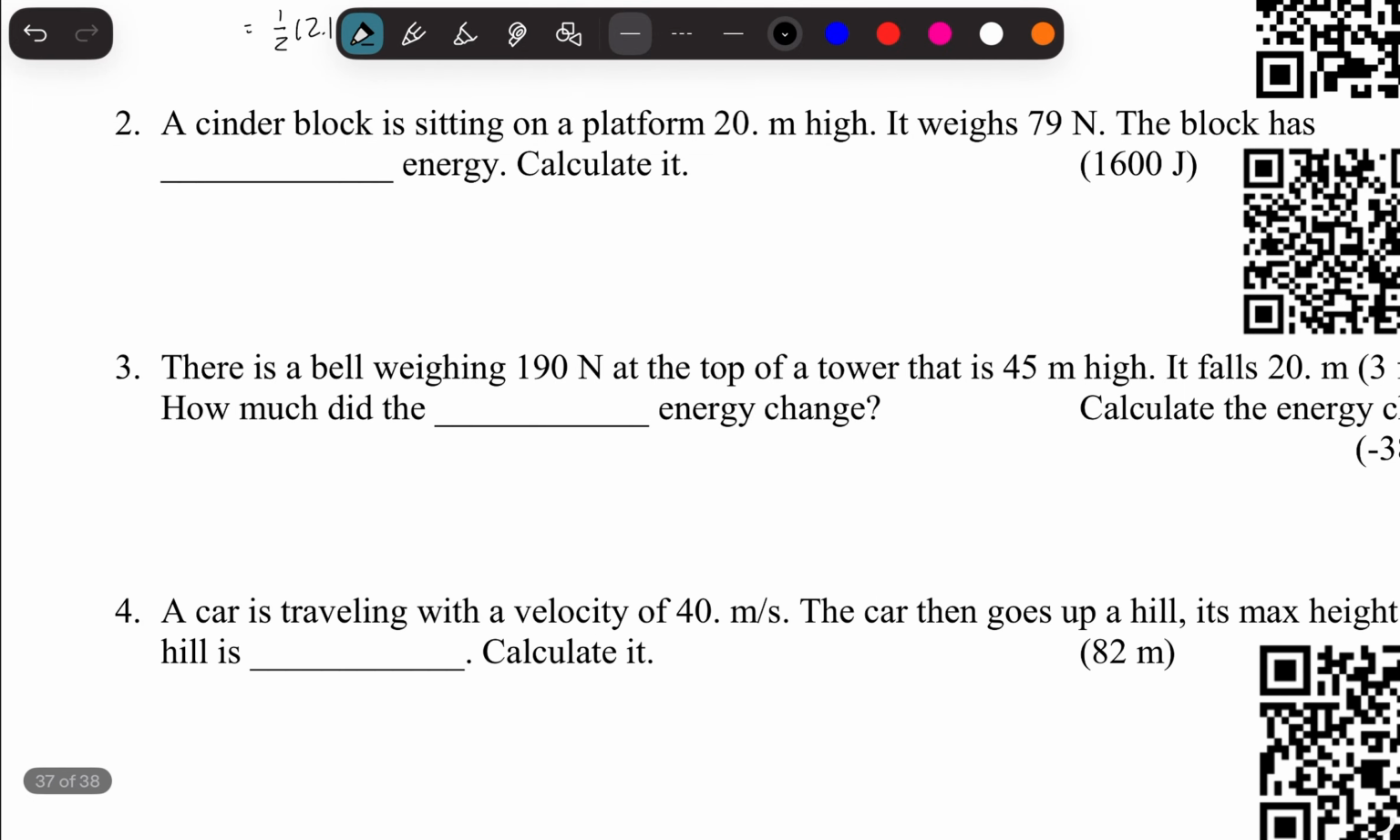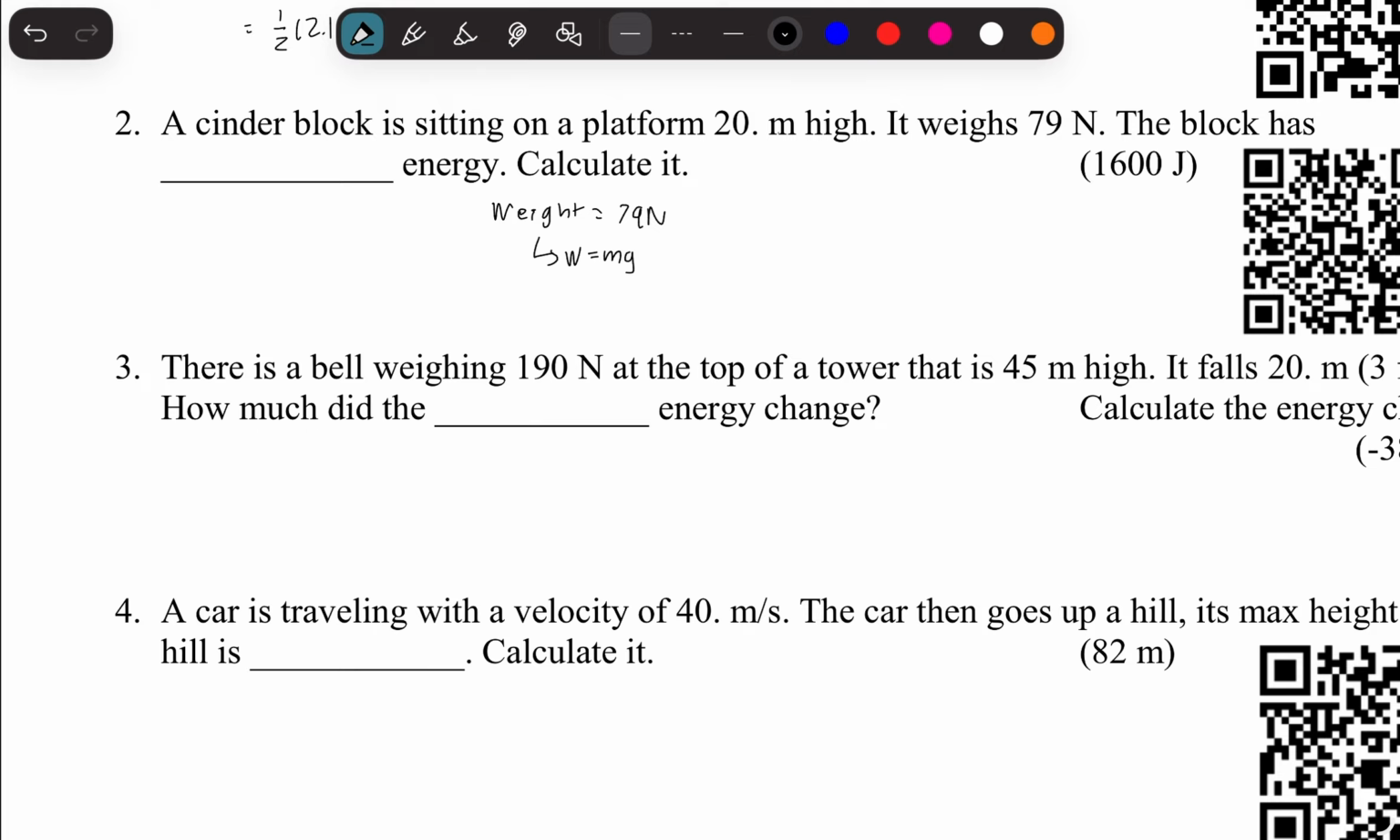A cinder block is sitting on a platform 20 meters high. It weighs 79 newtons. The block has a blank amount of energy. Calculate it. So we know that the weight of the ball is going to be equal to 79 newtons. And remember, weight is different from the mass because weight is equal to the mass times gravity. So this accounts for the force of gravity that is already acting on the ball. And your gravitational G is always going to be different depending on what planet you're on. So on Earth, it's just 9.8.